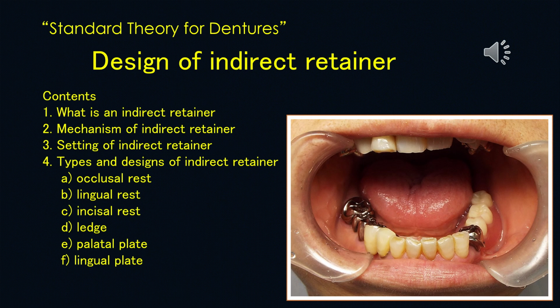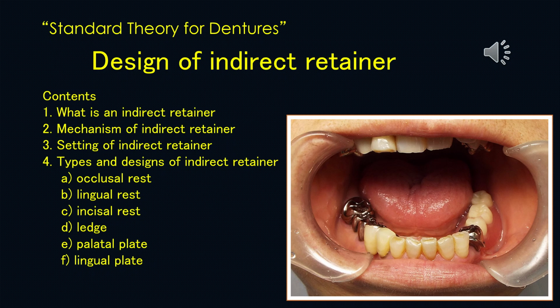Standard theory for dentures. Preparation of abutment teeth. Contents. 1. What is the preparation of an abutment teeth? 2. What is a guiding plane? 3. Shape of a guiding plane. 4. Preparation of a guiding plane.